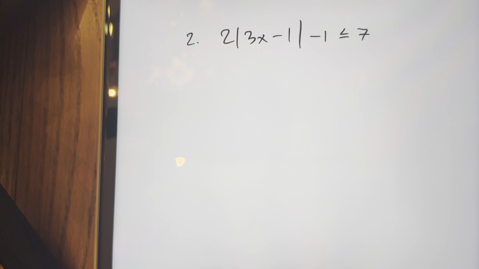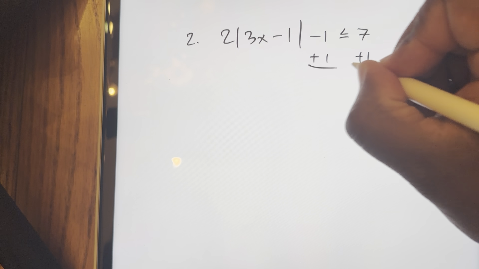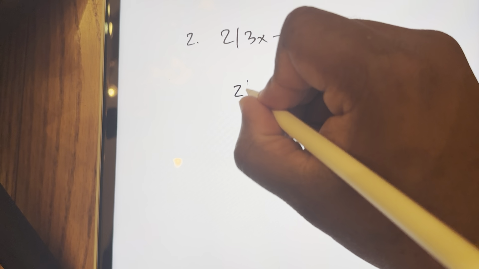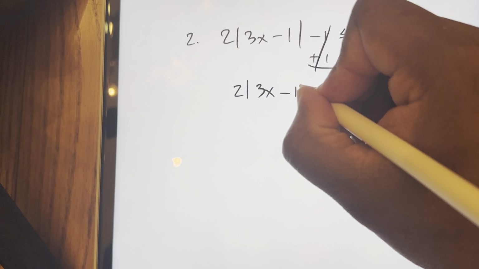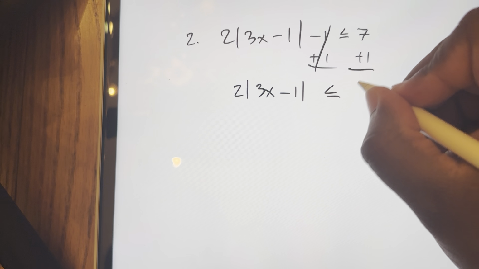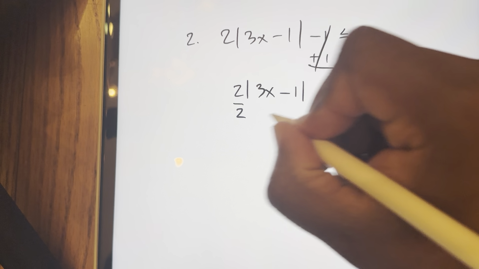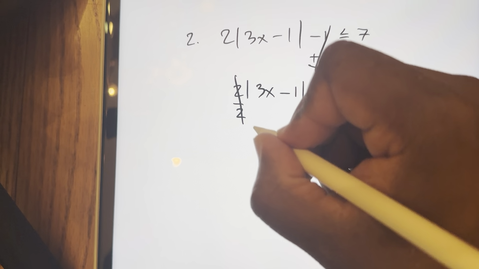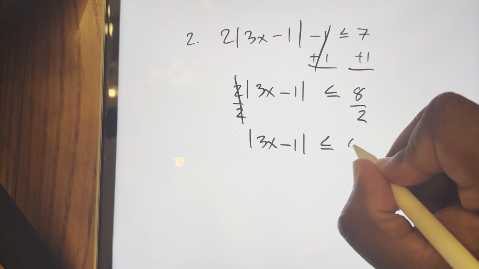So in this, we have a little bit more involved of an absolute value inequality. So like I said before, you want to make sure that you isolate the absolute value by itself. So let's get rid of this +1. So now on my left-hand side, I'm left with 2 absolute value 3x minus 1 is less than or equal to 8. And then from here, let's divide both sides by 2. So that gives me just the absolute value of 3x minus 1 is less than or equal to 4.